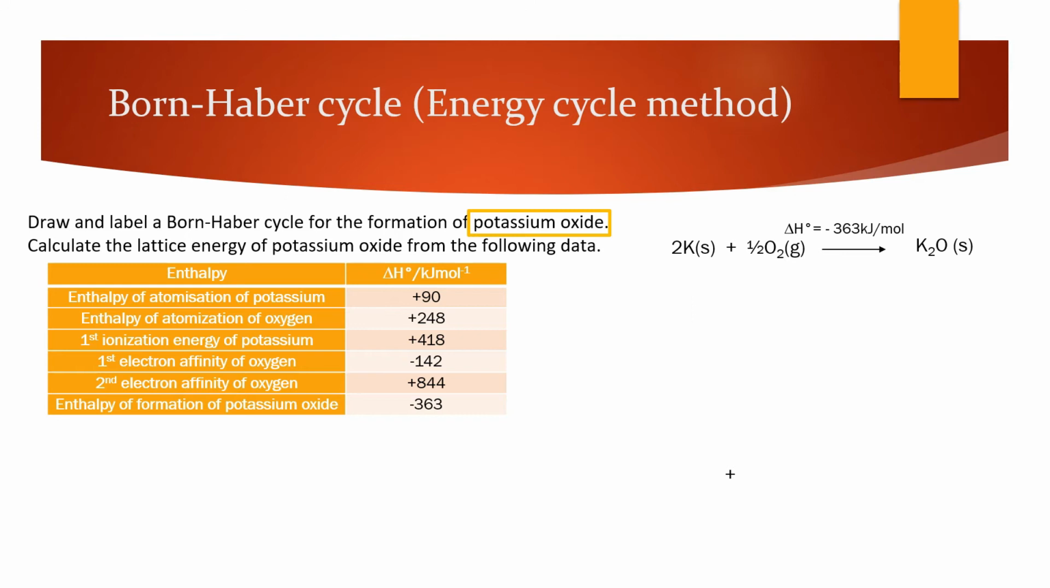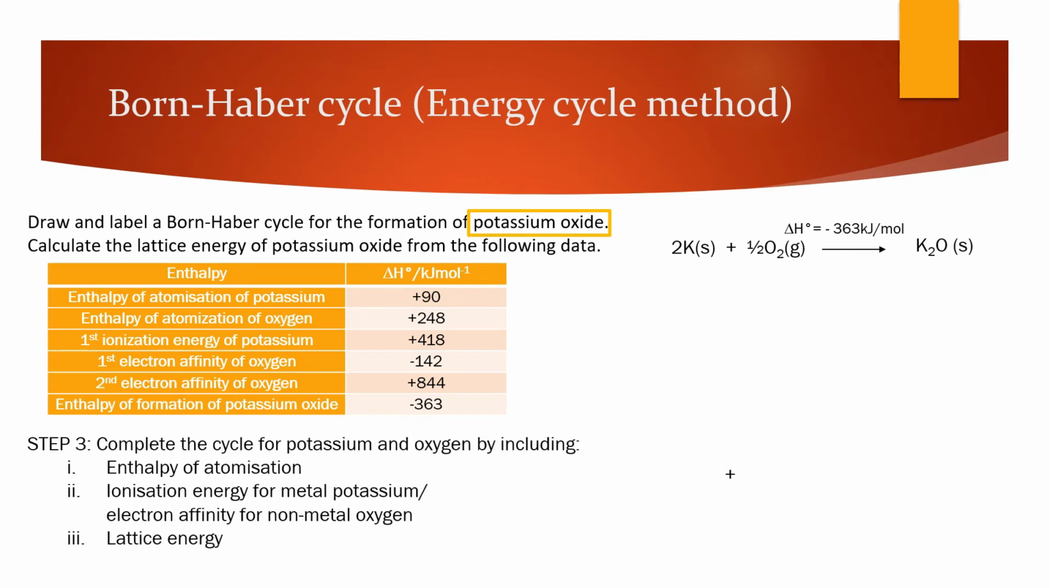So how to complete the Born-Haber cycle? In step number 3, we must include the enthalpy of atomizations for both metal and non-metal. And then for metal, we must include the ionization energy, non-metal include the electron affinity, and complete the whole cycle with lattice energy. So after second step, we already have the enthalpy of formation for potassium oxide.